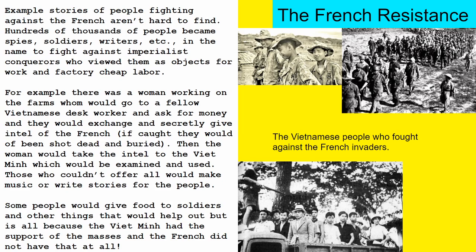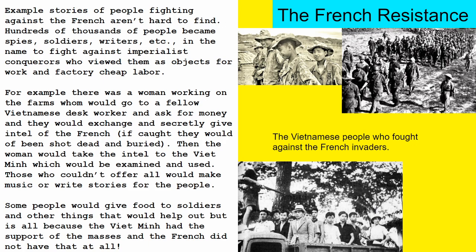So, a woman working. Okay, I'm gonna read this word for word because it's precise and I can't really read it in my own words here. For example, there was a woman working on the farms who would go to a fellow Vietnamese desk worker and ask for money, and they would exchange and secretly give intel of the French. If they were caught, they would have been shot, dead, and buried. Then the woman would take the intel to the Viet Minh, which would be examined and used.